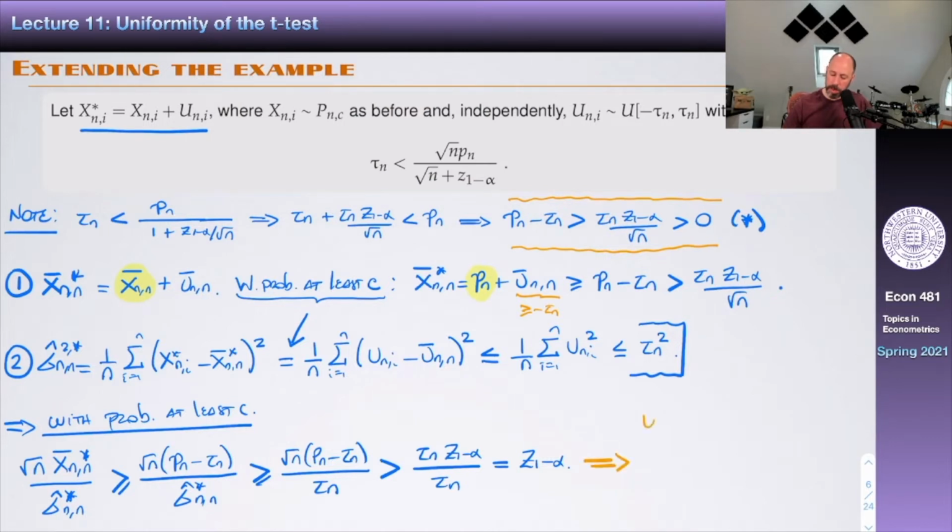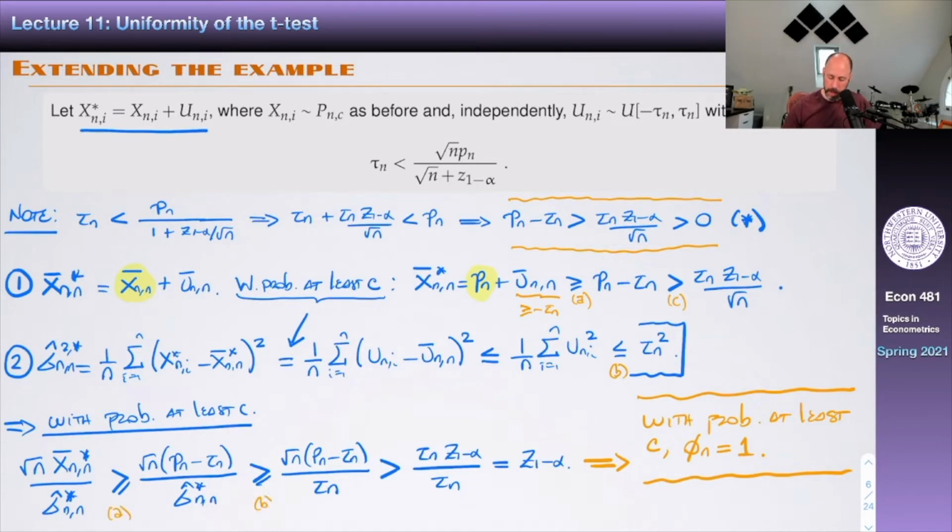So we conclude with probability at least c, the t-test here rejects. And since c can be anything we want, we're good to go. So you can write here to be nice A, B, C, and so this is following for A, B, C.